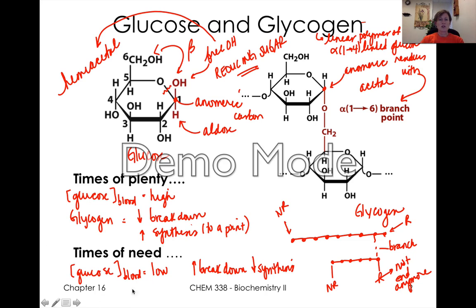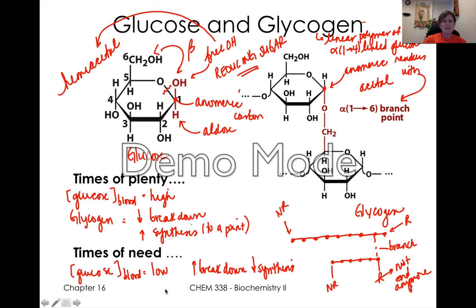All right, so two terms that we refer to a lot are the concepts of time of plenty and time of need. Time of plenty, when your blood sugar levels are high, what that's going to mean for glycogen is we're going to decrease glycogen breakdown and increase the synthesis of glycogen. Remember, to a point, you can keep about a 12-hour supply of glycogen in your liver and skeletal muscles, but it's not an unlimited supply like our adipose tissue is. So we'll store excess glucose as glycogen to a certain point, but once we've filled up those reserves, the excess gets converted into lipids, and we'll deal with how that process happens in a few chapters.